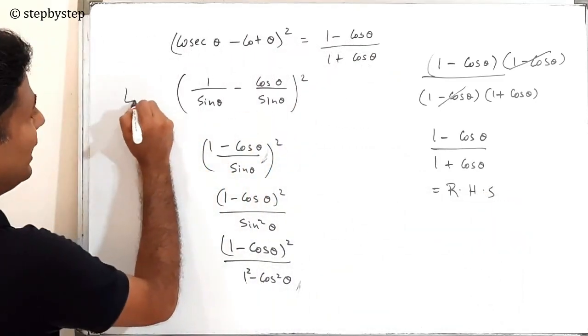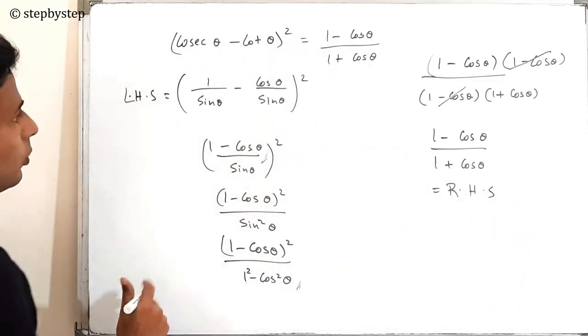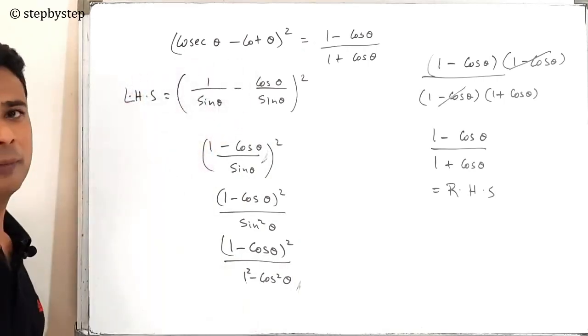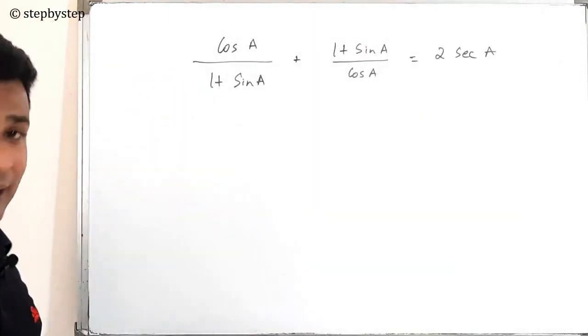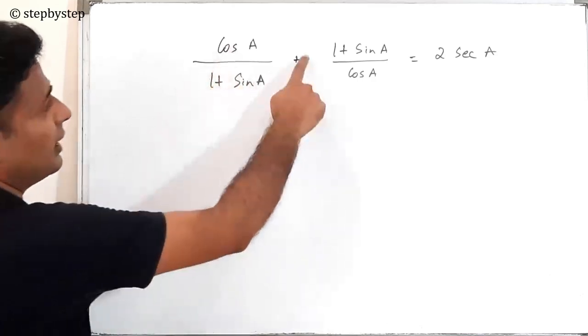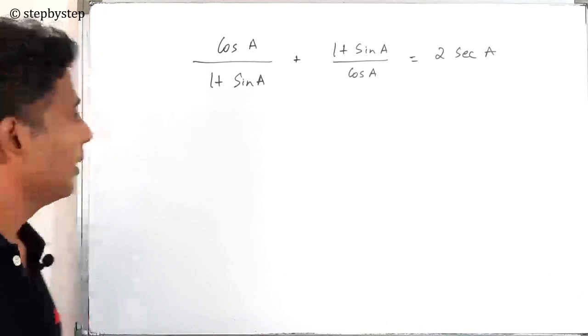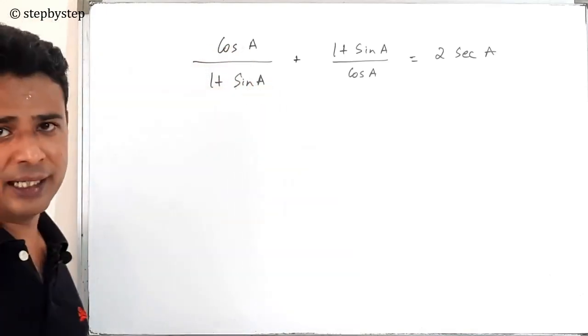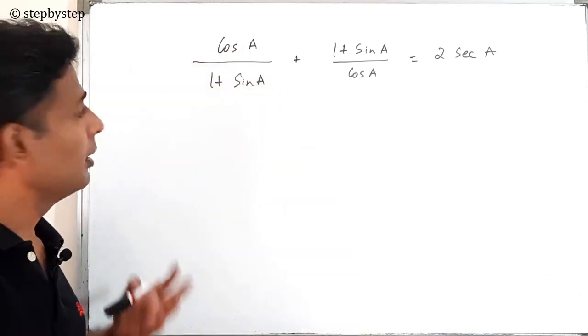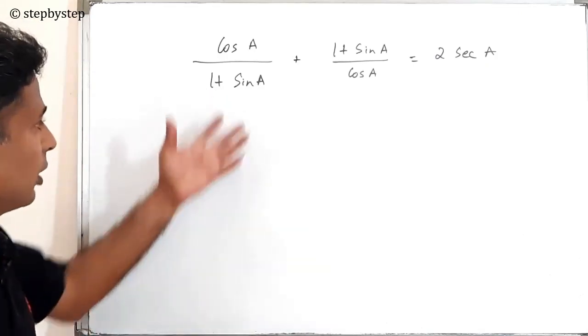Here generally you will write LHS equal to, because left hand side is what you are manipulating. Alright guys, now the second sub question, you have this by this plus this by this equal to, we have to prove it's equal to 2 sec A. Now you cannot use directly any identity, right? Because sin square plus cos square, 1 plus tan square, 1 plus cot square, it's not there.